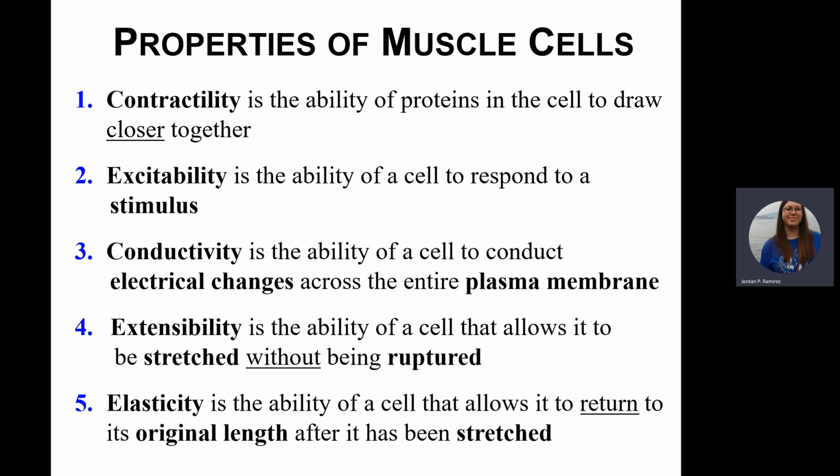So extensibility is the ability of a cell that allows it to be stretched without being ruptured. So extensibility is essentially being stretched, but we're not going to break. Elasticity, don't confuse the two. Elasticity is the ability of a cell to return after being stretched. So it's the ability of a cell that allows it to return to its original length after it has been stretched. Again, you need to know at least the last two because I typically ask about them.